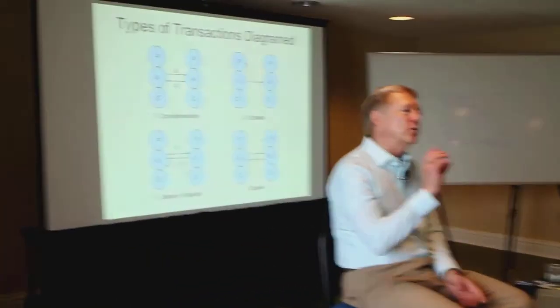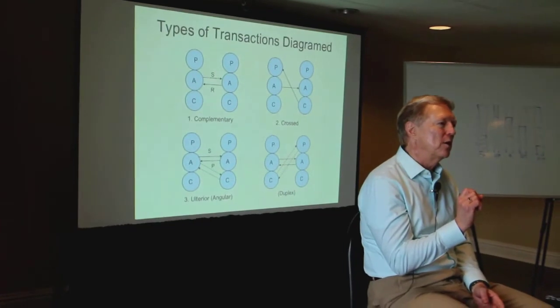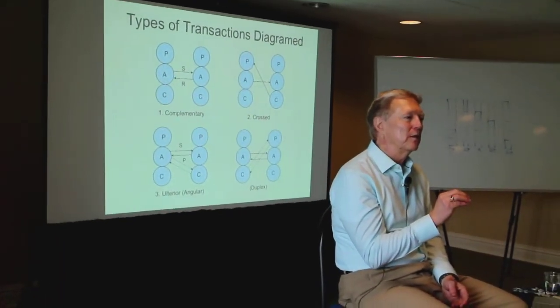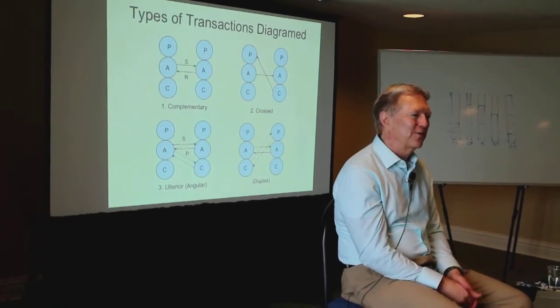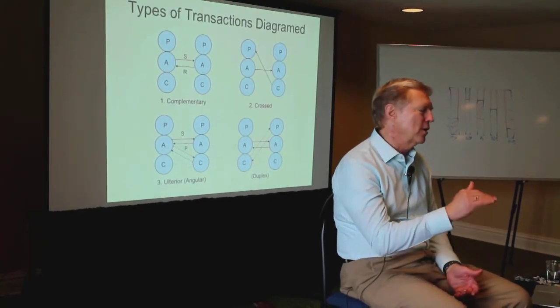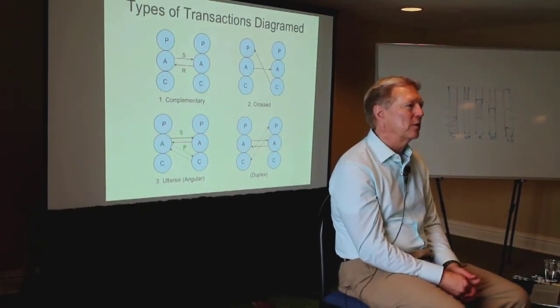I don't really understand the difference between angular and duplex. Angular is simply when the stimulus on both the social and psychological levels is coming from the same ego state. That's the only difference. Whereas in a duplex, they're coming from different ego states, two different ego states.